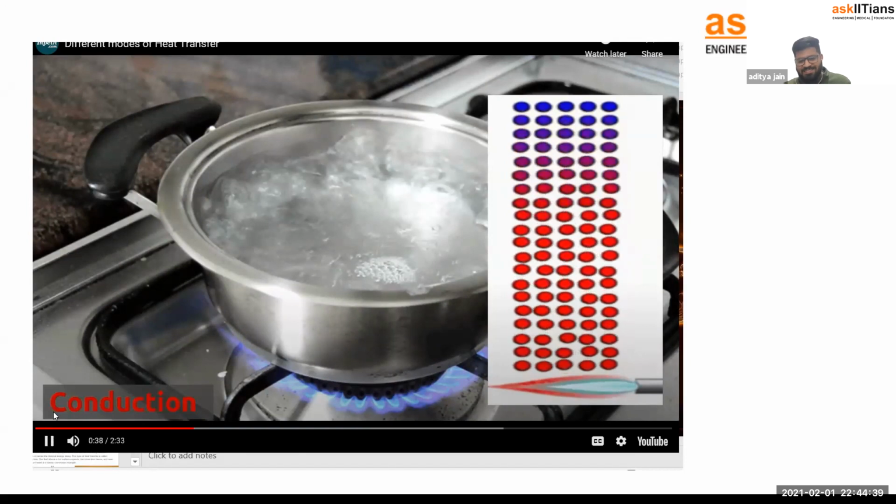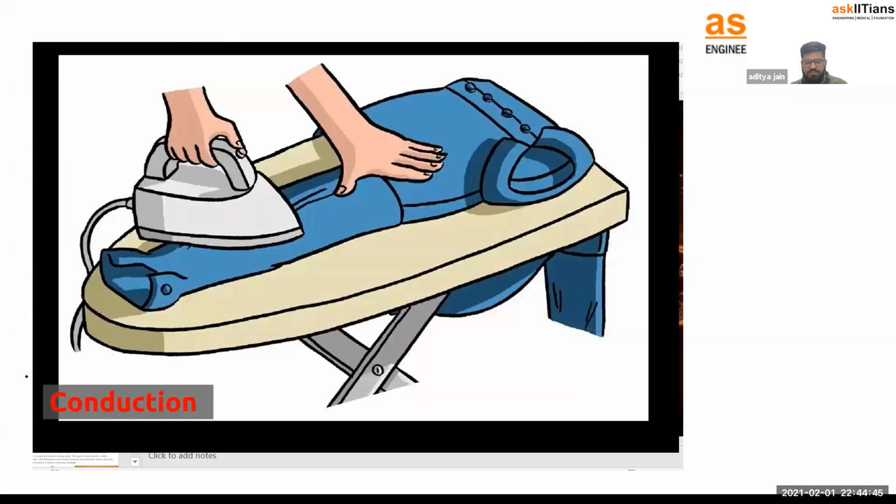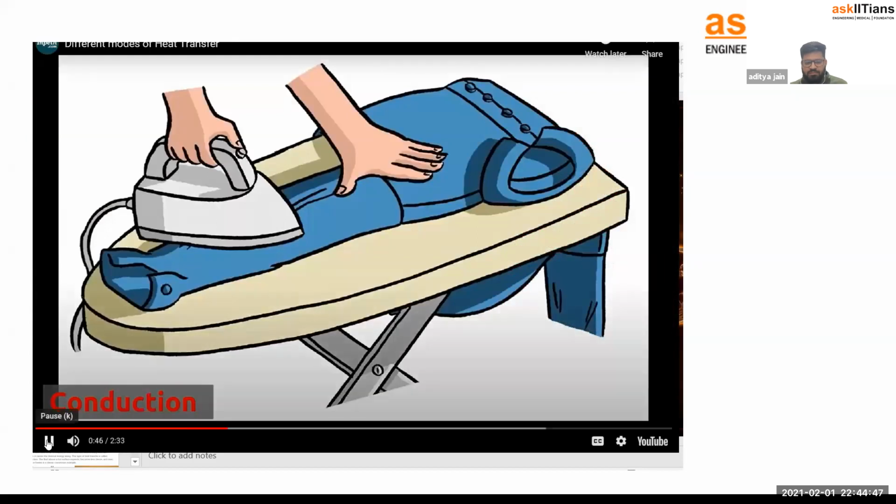The pan heats because of direct contact, and thus this is conduction. When you iron your clothes, heat energy gets conducted from the iron to the clothes. See, there is also physical contact in ironing your clothes. So again, this is an example of the conduction process. Heat transfer takes place by conduction because physical contact is there between the iron and the cloth.